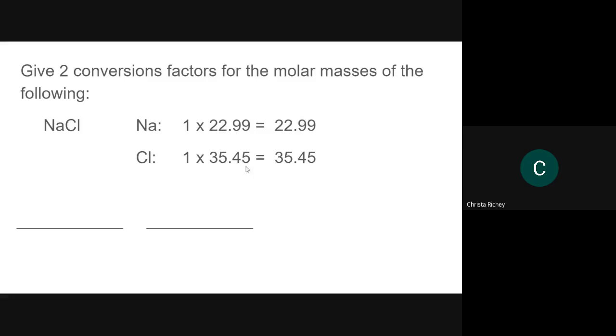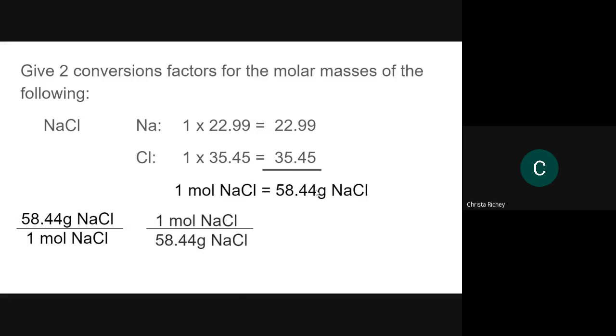This is exactly what we were doing last week. When you add these 2 numbers together, that's what gives me the fact that 1 mole of salt, or sodium chloride, is equal to 58.44 grams of sodium chloride. Or you could say that the molar mass, or the formula mass specifically for salt, is 58.44 grams per mole. They all mean exactly the same thing. You can write it both ways.